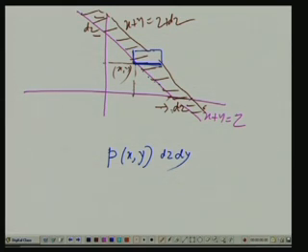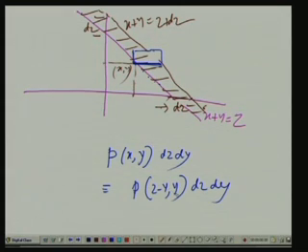To emphasize that I am on this line, x plus y equals z, I have to somehow bring into this equation the relation between x and y, that is, x plus y on this line equal to z. So, I will replace x by z minus y. For a given y, x is z minus y. So, I am on this line.